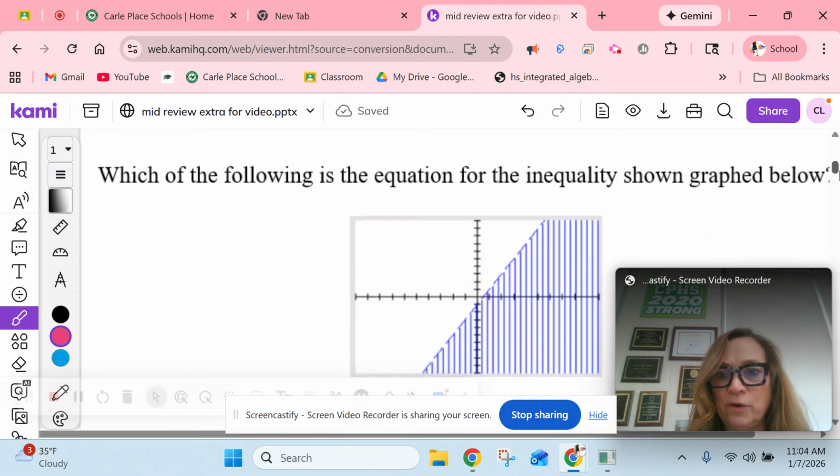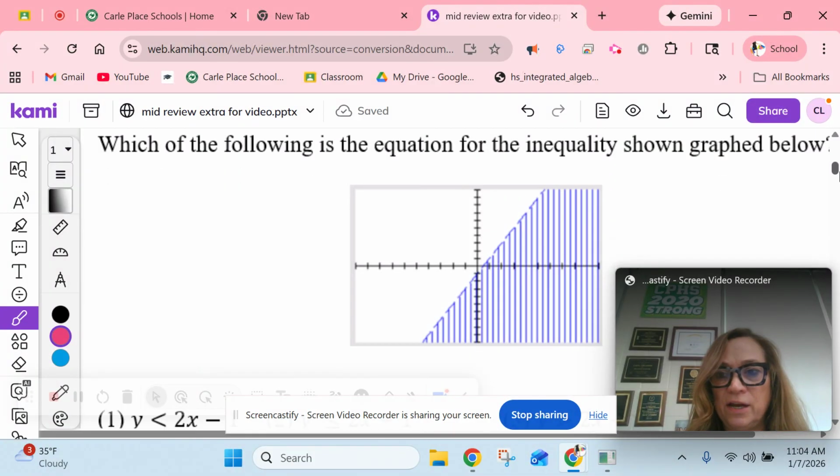Which of the following equations matches the inequality shown below? All right, so I'm going to start with the fact that this is shaded below. And you always do that with respect to the y-axis. So I'm looking, it's below that -1.